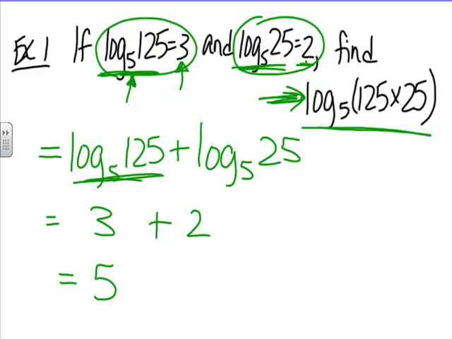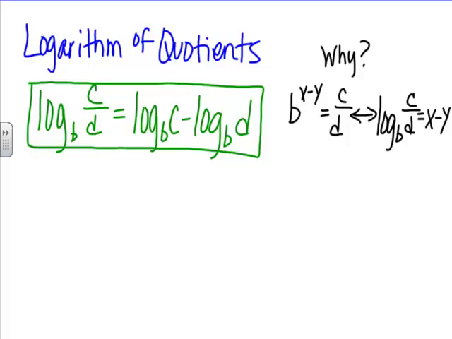Okay, next up, this is what we call the logarithm of quotients. This is another relationship, and basically it says the following. The logarithm of a quotient, as in when we divide two values, is equal to, now these are fancy words, but it's equal to the log of the dividend minus the log of the divisor. Really, it's the log of the numerator minus the log of the denominator.